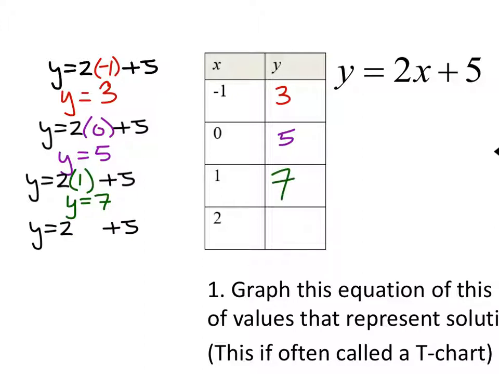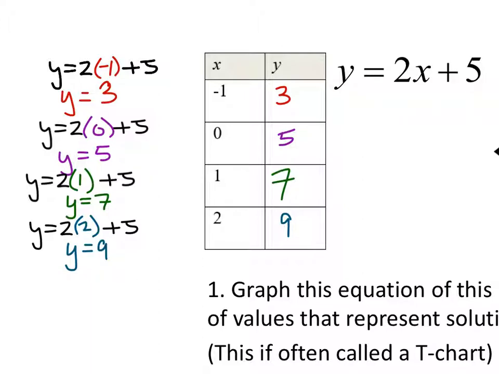The last one in the table is where x is 2. And 2 times 2 is 4, plus 5 is 9. So y is 9 when x is 2. So that goes into the table, and we have completed the table.